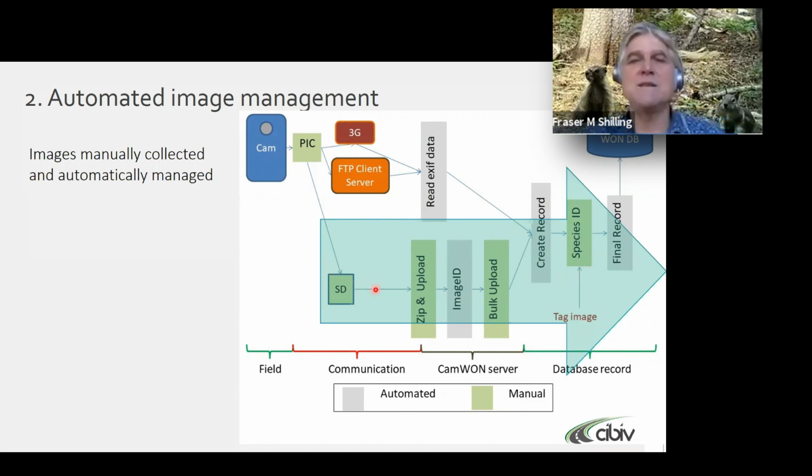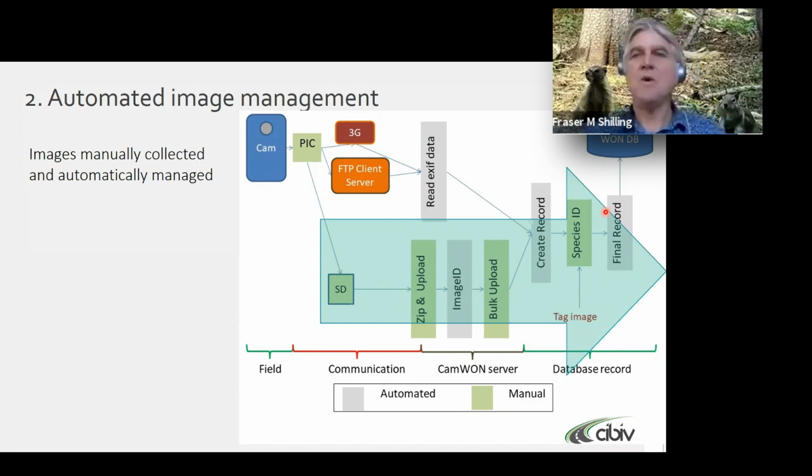So this process is somewhat similar to the very manual process most people undergo, but there's a lot of automated steps in terms of creating the record or finding the images that contain the animals in them in order to reduce the total amount of time it takes to process the images. The endpoint is always a final record in the database that has the species ID and is based around the image.